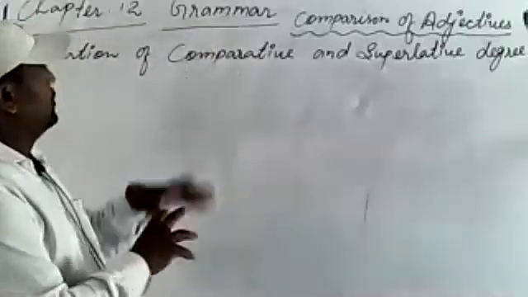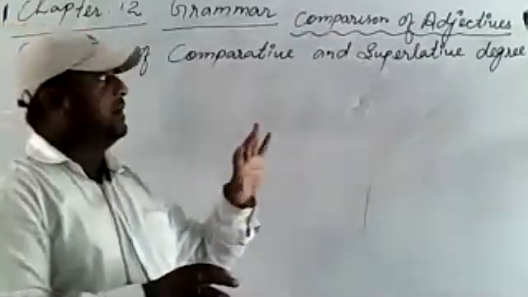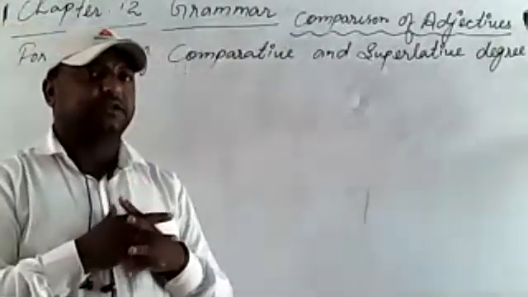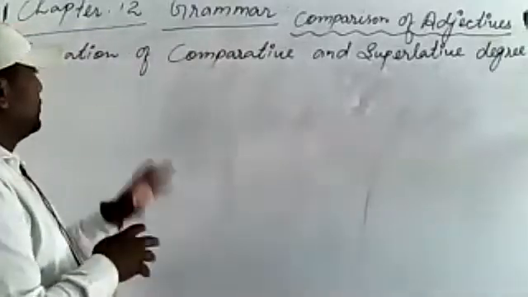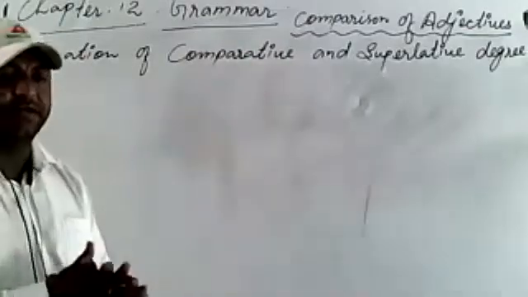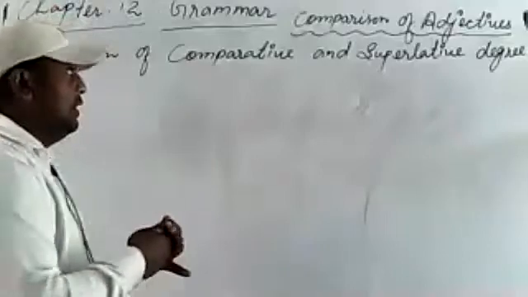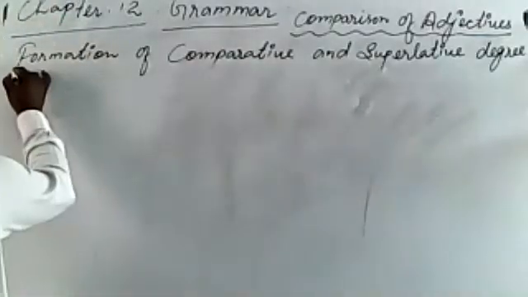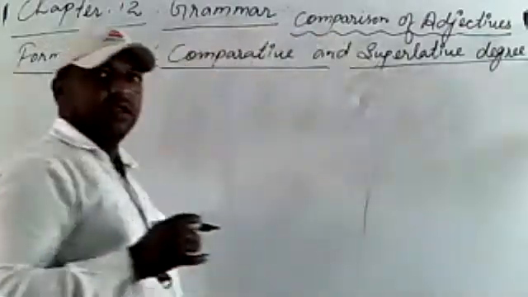Students, we are on chapter number 12 of grammar and we are learning adjective, the comparisons of adjective, right? Students, today what we are going to learn? We are going to learn the formations of comparative and superlative degree. Let me explain you what we are going to do today. Today we are going to learn how to form comparative degree and superlative degree.